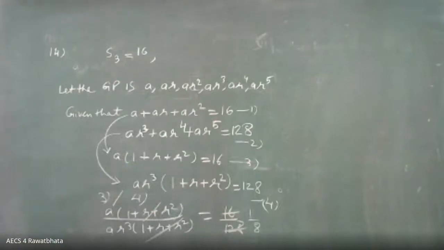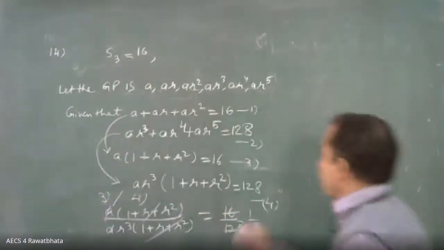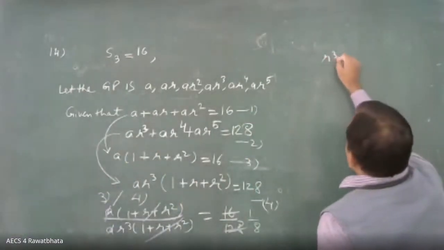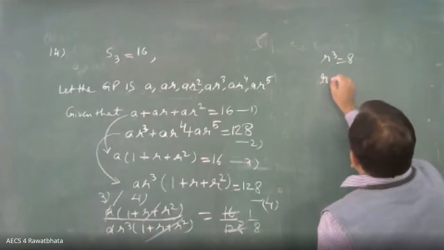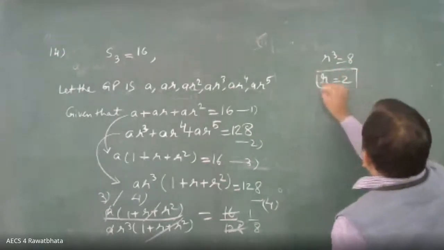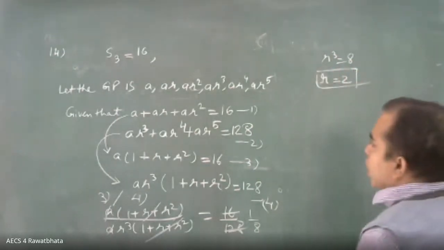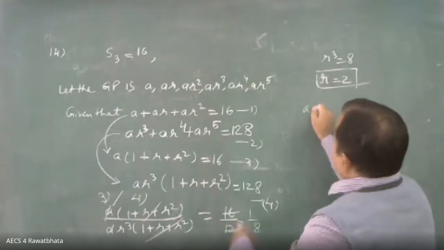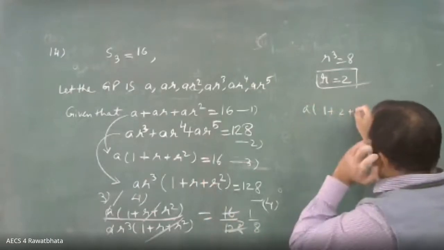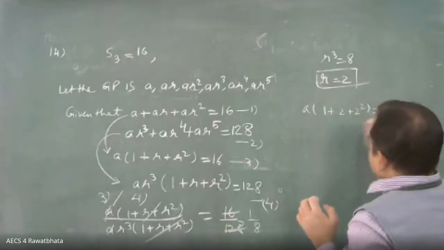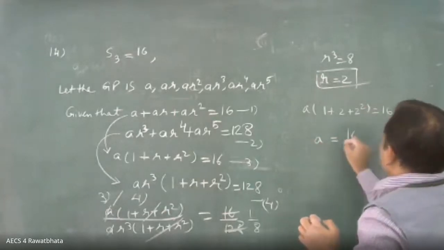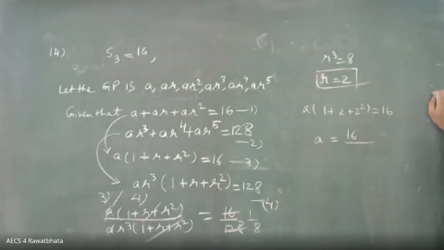I know. A will get also cancelled. R cube equal to 8. R cube equals to 8 means R equals to 2. I get my common ratio R. Then A into 1 plus 2 plus 2 square equals to 16. So A equal to 16 upon 4 plus 2, 6 plus 1, 7.